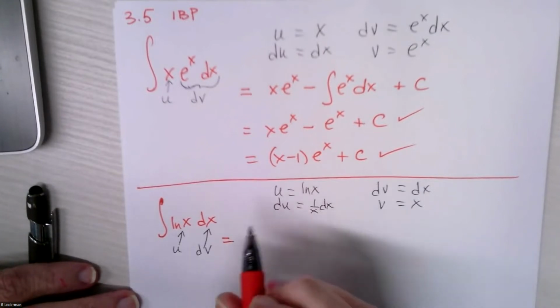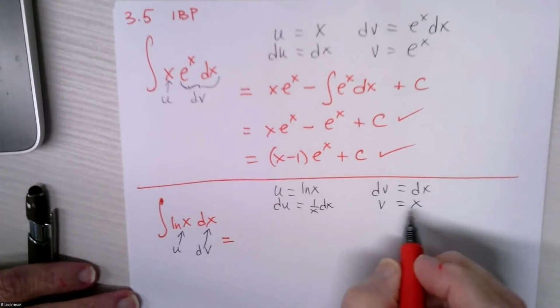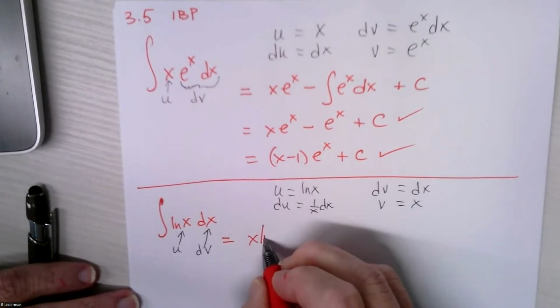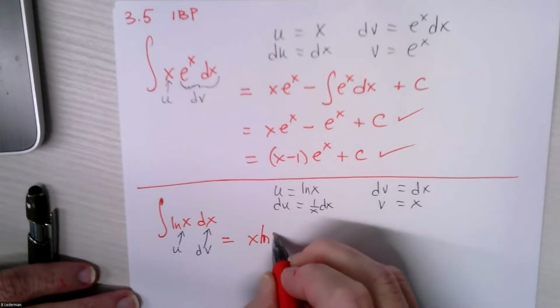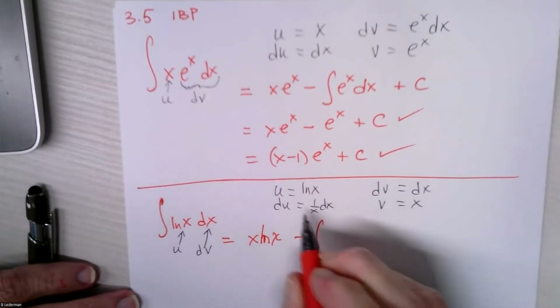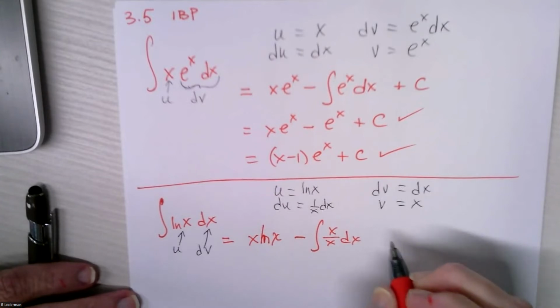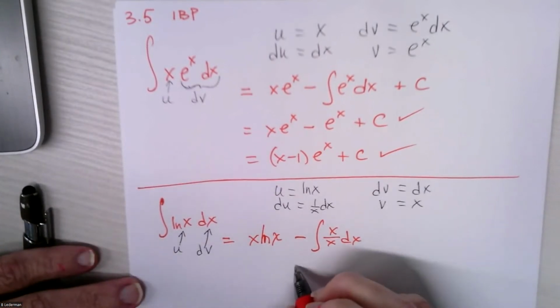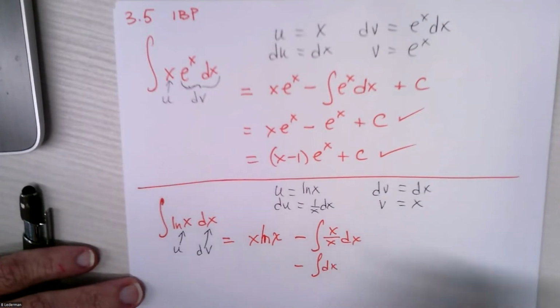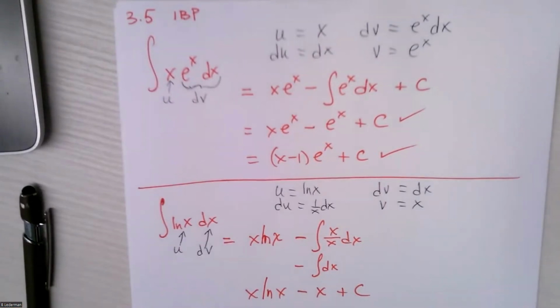So this is equal to uv, which is x ln x, minus the integral of v du, which is x over x dx, which is just 1. So it's minus the integral of just dx, and that's just going to be x plus c. So it's x ln x minus x plus c.